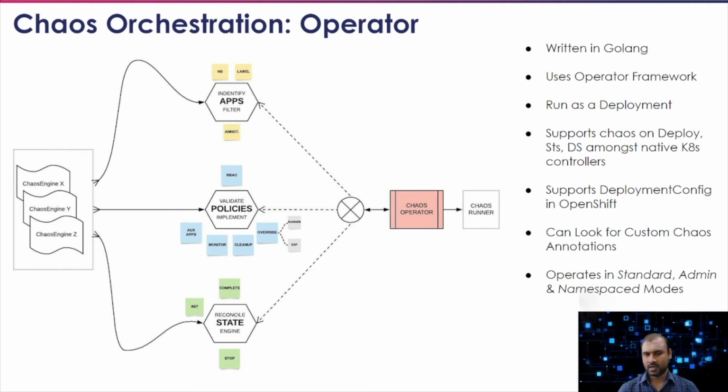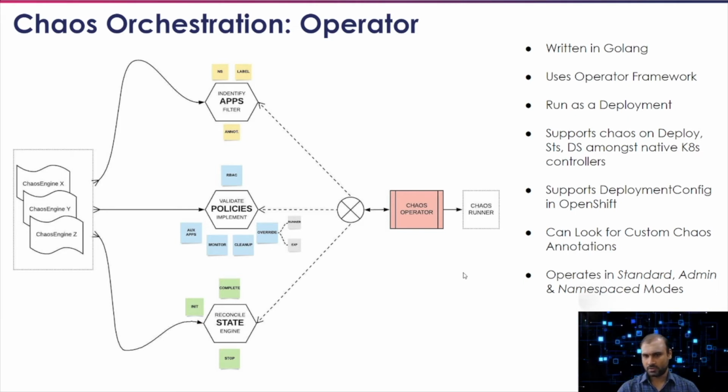So there are different types of users of Litmus, and the operator has a specific mode associated with each of these personas. The standard mode is where the Litmus operator runs in a centralized namespace, typically the Litmus namespace, and it watches for chaos engines created across the cluster in different namespaces.